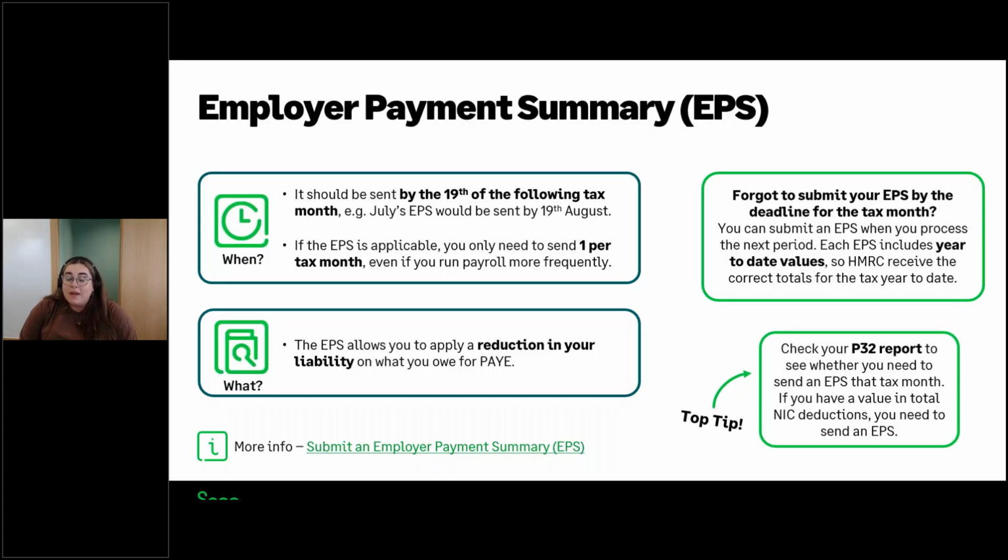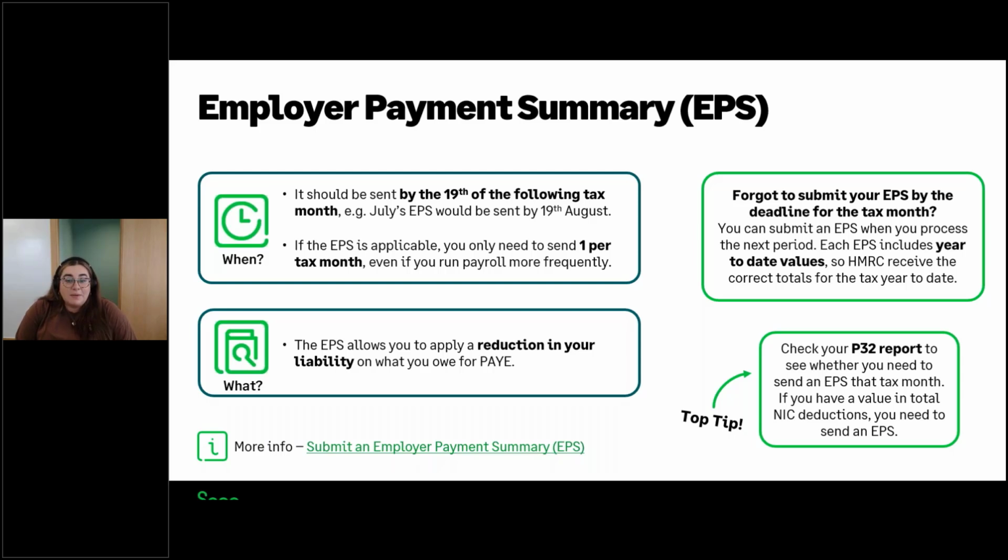Helpful tip as well, if you do forget to submit your EPS by the deadline for a tax month, you can just submit an EPS when you process the next period. So each EPS submission does include year-to-date values, and HMRC will receive the totals for the tax year so far.